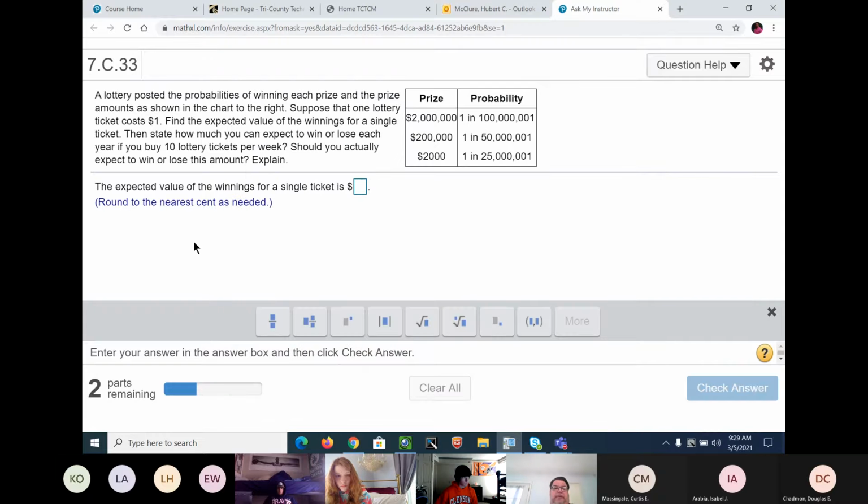So what's the expected value? The expected value is round to the nearest cent. So I did that. That'd be negative 80 cents. I don't know if they want a decimal. I think they do want a decimal. I don't know if that's what they want or not.